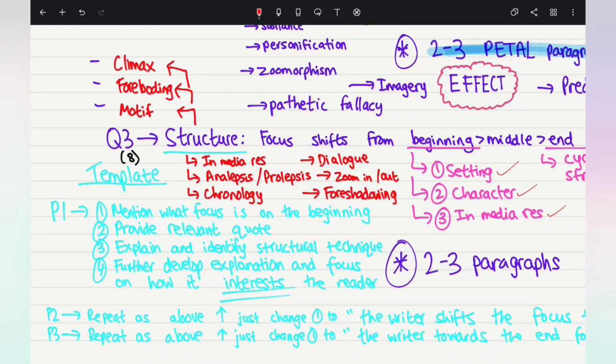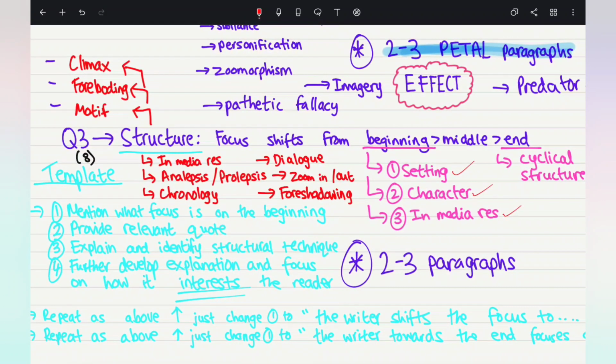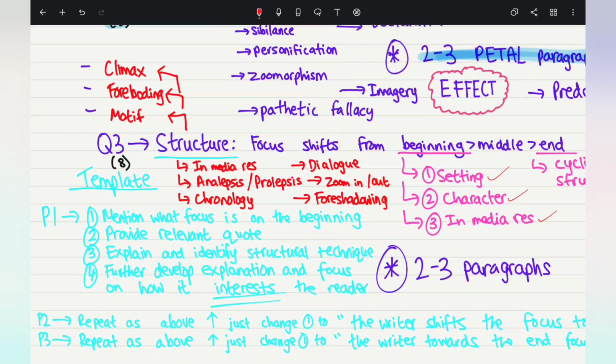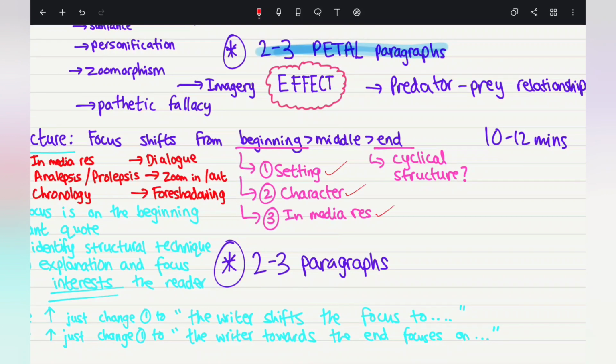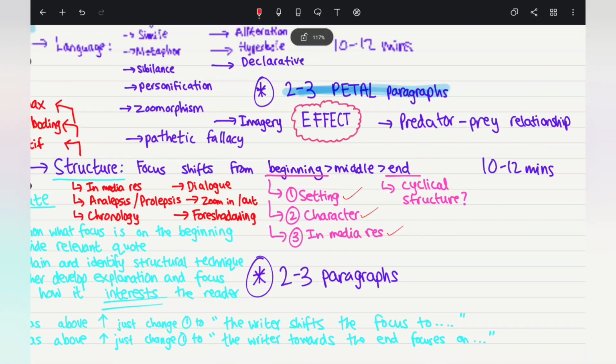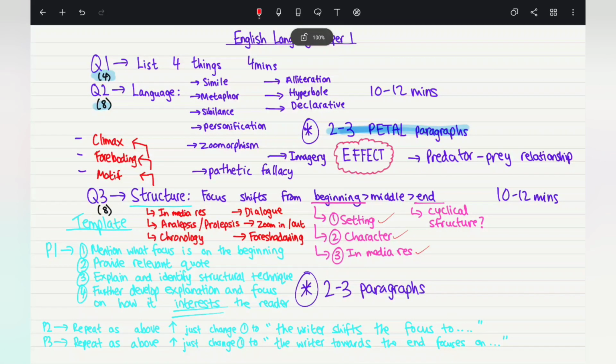Paragraph 3, repeat as above. Just change step 1. So in the initial paragraph here, just change step 1 to the writer towards the end focuses on. You tell us what the writer focuses on at the end. So often they use a cyclical structure. And to be honest, it's something that's often there. So if you can pick that out, you can mention that for your last and final paragraph, and always link back to how it interests the reader.